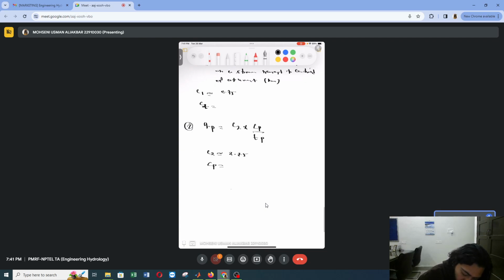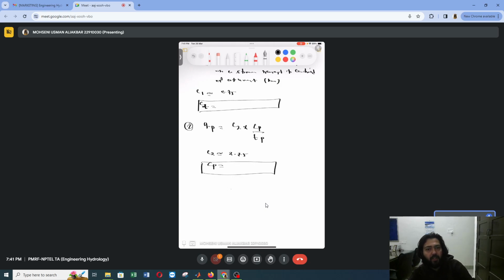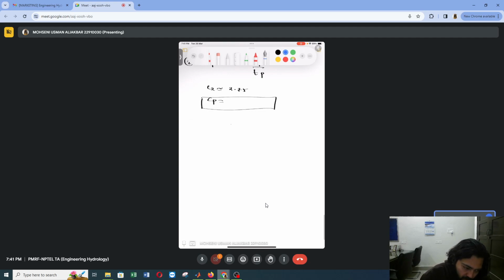Now how can we calculate these values Ct and Cp with the help of some nearby catchment? That is very crucial here. The important thing here is to derive or get the values of Ct and Cp using some nearby gauged catchment, right? So let us see how we can do that. Here we are computing the coefficients, that is Ct and Cp.